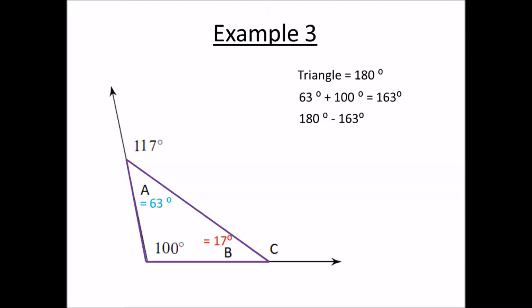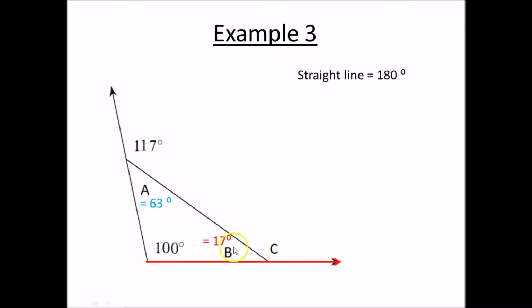So let's go ahead and find angle C. So what do we know? We know a straight line is 180 degrees. I know angle B and angle C need to add up to 180 degrees. So I'm going to go ahead and take away my 17 degrees from angle B, leaving me at 163. So angle C is equal to 163 degrees. So I found all the information that I need for this problem.